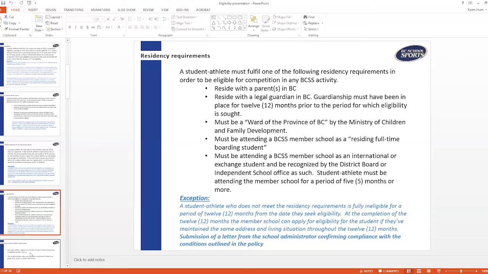We do have an exception in place where if a student maintains the same residency for a full 12 months, so they're with the same family, the same address, a school can provide proof of that and a letter of the administrator confirming that they're in compliance with that. So after a year, 12 months in that same residency, then they can seek eligibility.